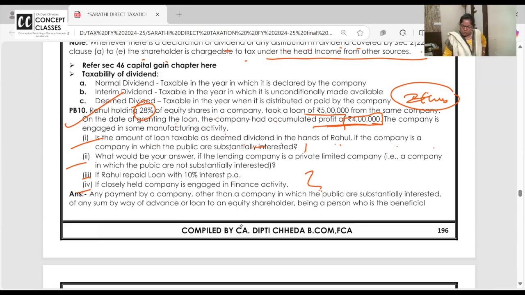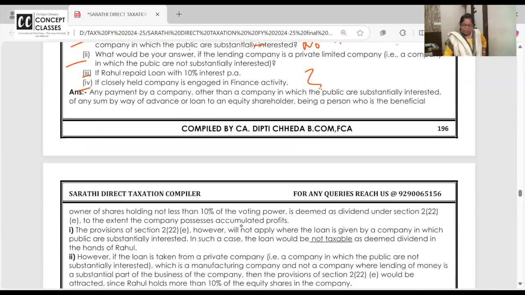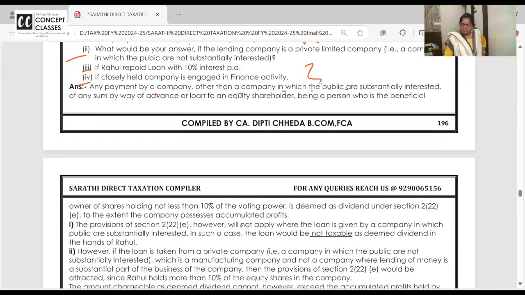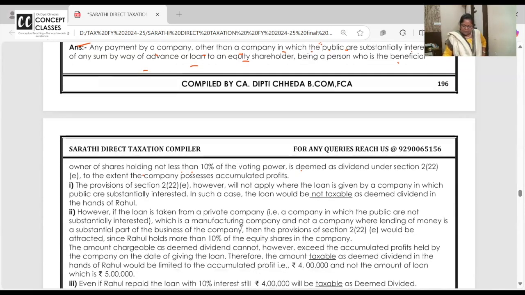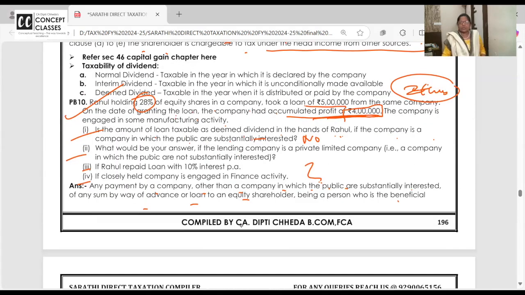Answer is no, because a loan out of accumulated profit being taxable as deemed dividend is only for a private company. So any payment by a company other than one in which the public is substantially interested will be taxable. But 2(22)(e), however, will not apply where the loan is given by a company in which the public is substantially interested. Hence, this loan will not be taxable as deemed dividend. Answer is no.